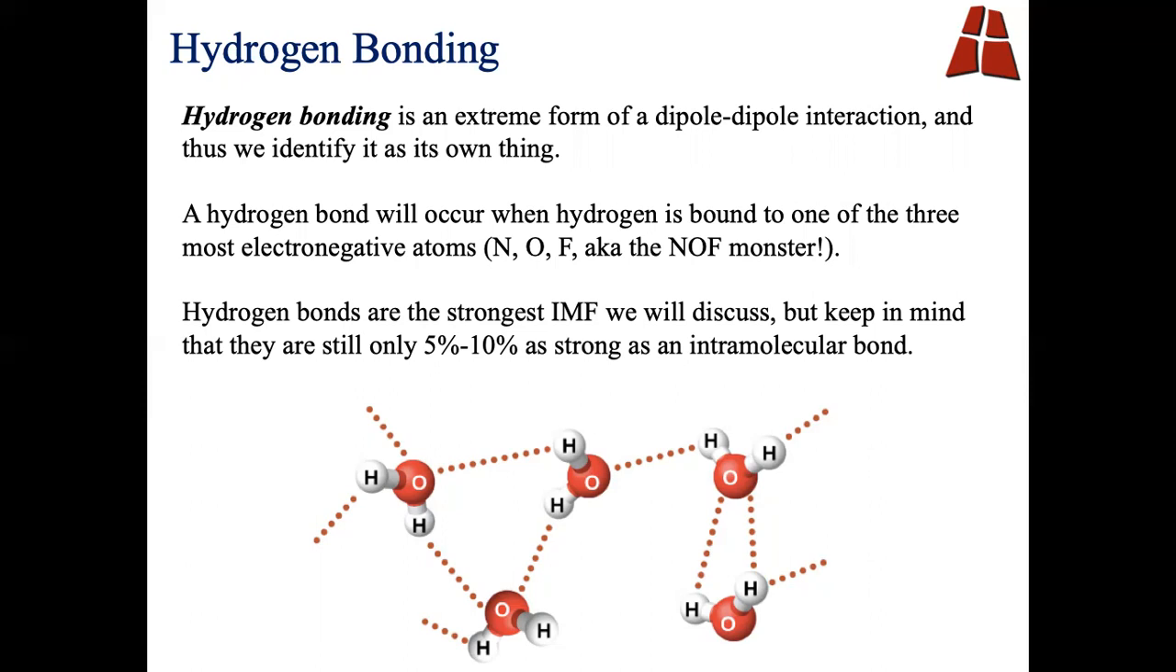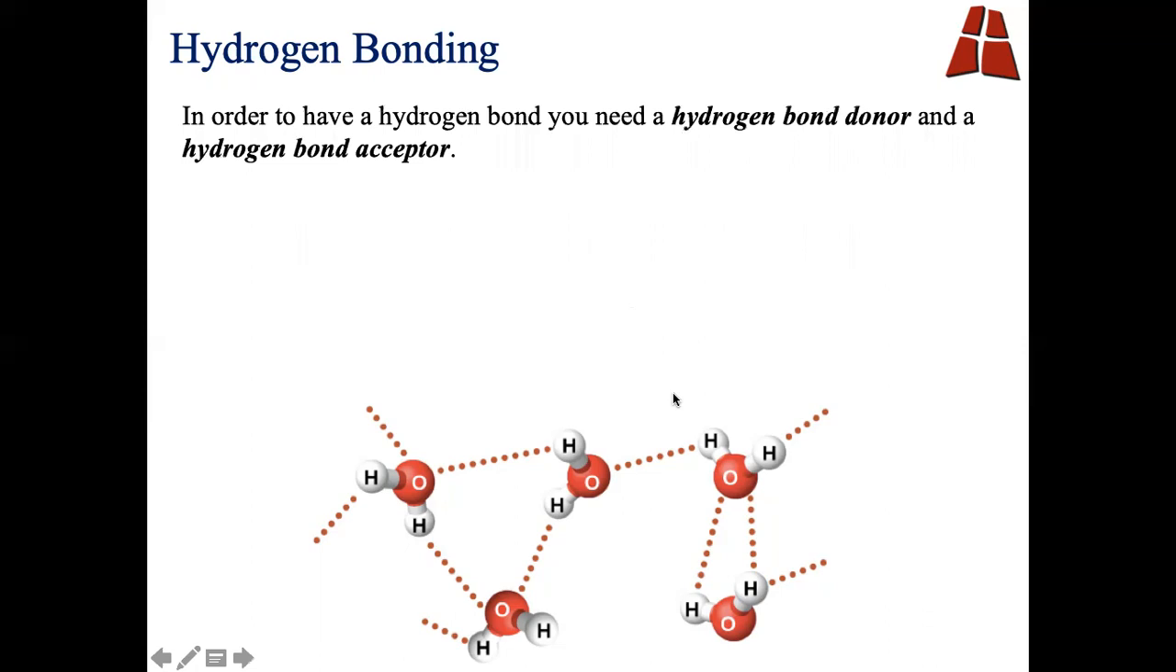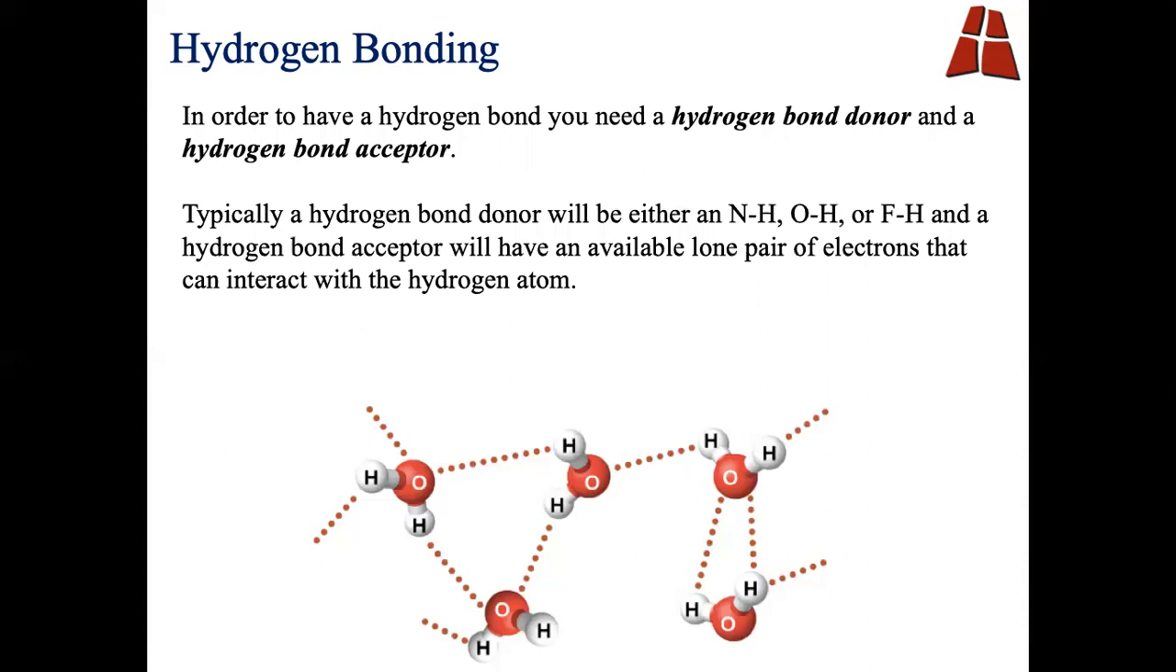Okay. These hydrogen bonds are the strongest intermolecular force that we'll really cover, but you should keep in mind that they're still only about 5% to 10% as strong as an intramolecular bond. So the bond between this oxygen and hydrogen, for example, is going to be about 90% stronger than this intermolecular bond between this hydrogen and this oxygen, right? In order to have a hydrogen bond, you need a hydrogen bond donor and a hydrogen bond acceptor. Typically the hydrogen bond donor will be either an NH, OH, or FH.